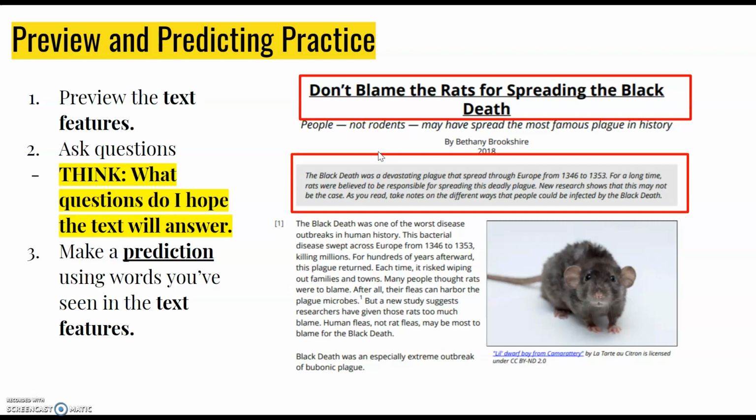If there is a context box, I want to make sure and read it to see if it gives me any information. It says the Black Death was a devastating plague that spread through Europe from 1346 to 1353. For a long time, rats were believed to be responsible for spreading this deadly plague. New research shows that this may not be the case. As you read, take notes on the different ways that people could be infected by the Black Death. Well, I still am wondering, how did people spread the plague?